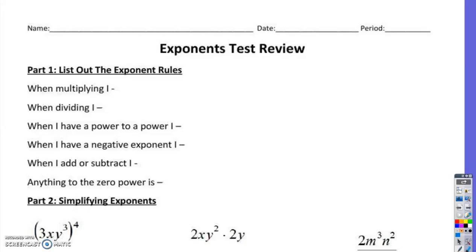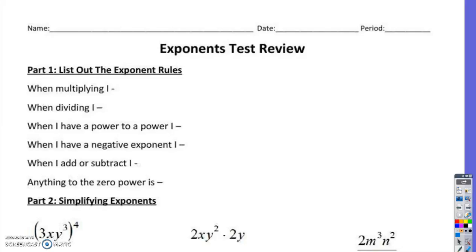This part one lists out the exponent rules. I'm not actually going to go through and write them all out for you guys, but let's just talk about it. Whenever we're multiplying things of the same base, like b to the second power times b to the third power, we're going to add their exponents, okay? Whenever I'm dividing things of the same base, remember, I'm going to subtract their exponents.